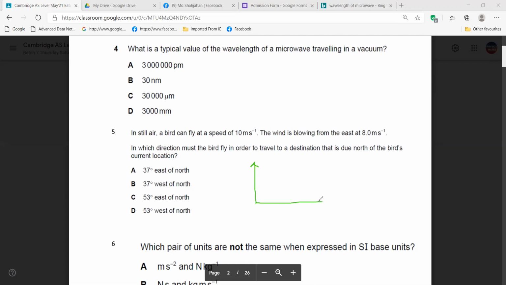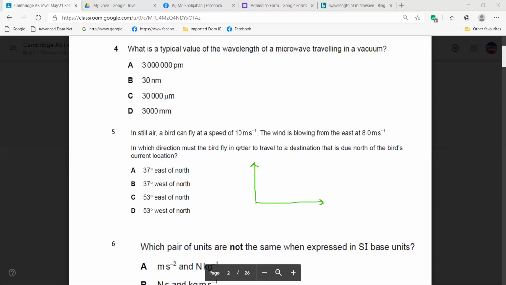Now, how will the bird go if its resultant is like that? Its resultant is in this direction. So here we can apply the triangle rule. We already learned about the triangle rule. We have these two vectors, right? And those two vectors give us one resultant. This one is the destination, resultant, and this one is one of the vectors. We have to find the other vector.